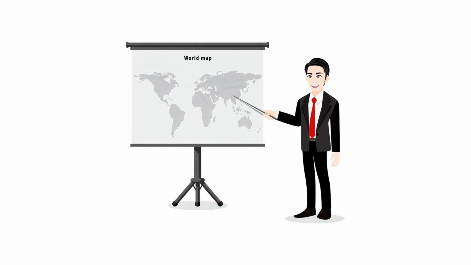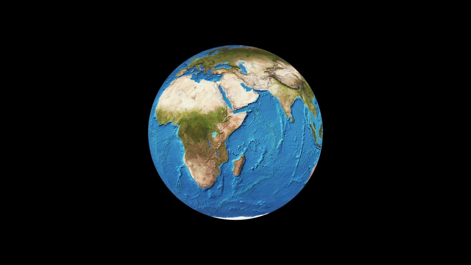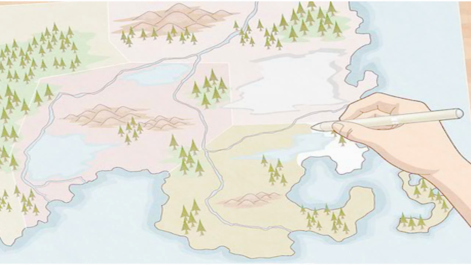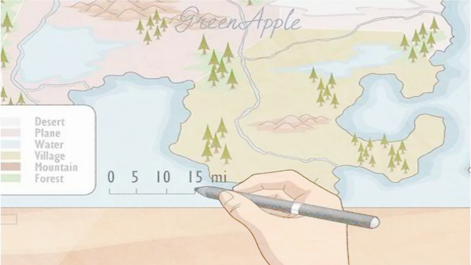A map is a representation or a drawing of the Earth's surface or a part of it drawn on a flat surface according to a scale.